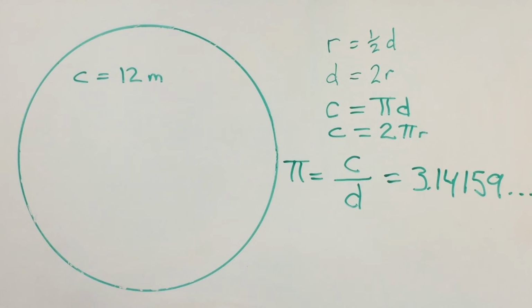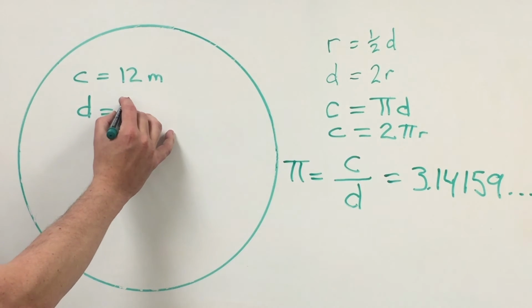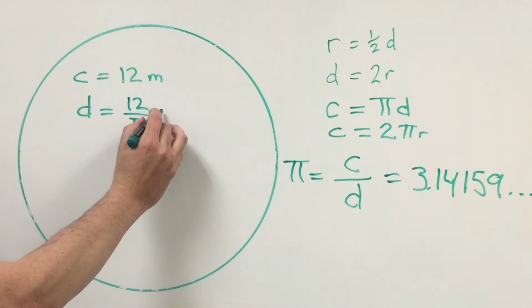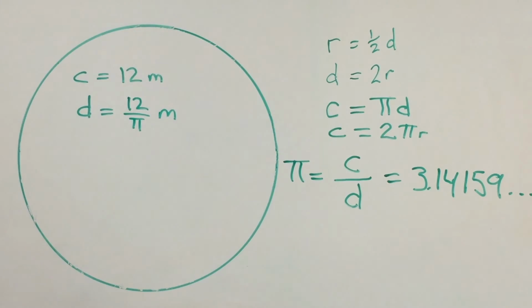Now, suppose that we have a circle with a circumference of 12 meters. What is the diameter of the circle? Well, since the circumference of a circle is equal to pi times the diameter, the diameter must be equal to the circumference divided by pi. In this case, that would mean that the diameter is equal to 12 meters divided by pi, or 12 over pi meters.